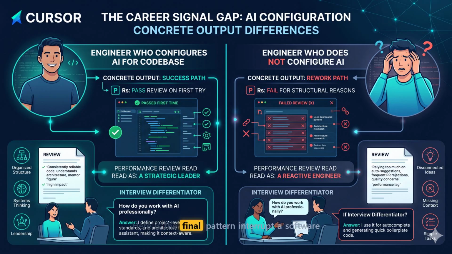Here is the final pattern interrupt. A software engineer who can describe exactly which config files they maintain for their tools and which fields they tune is describing professional governance. A software engineer who pastes code into a chat box is engaging in wishful thinking. AI without codebase configuration is expensive autocomplete. AI with it is a context-aware junior engineer who has already read and memorized your entire repository.